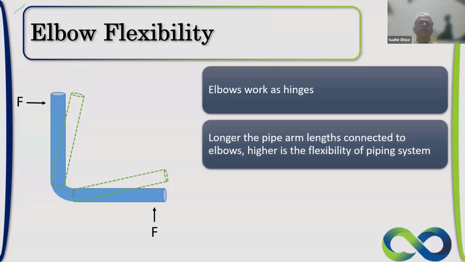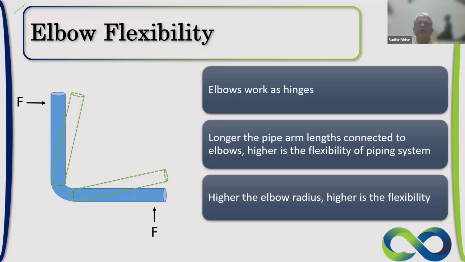The longer the pipe arm lengths connected to the elbows, the higher the flexibility of the piping system. That is very easy to understand because it is nothing but a lever length. So the higher the length of the lever connected to the elbow, the higher the flexibility of the entire piping system we are talking about.